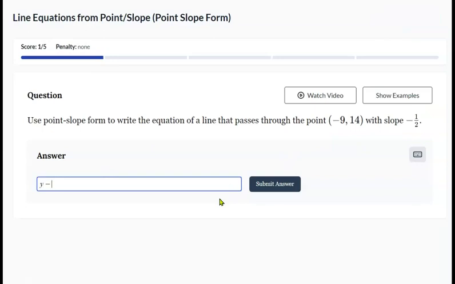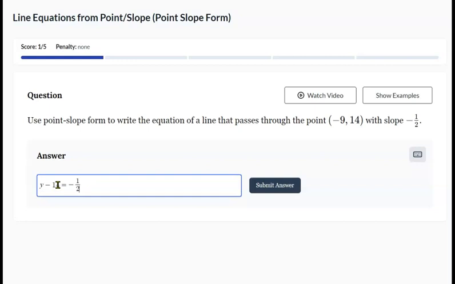So you always start with a y and a minus sign, then you type your y-coordinate. For us, our y-coordinate is given in the point to the right here. And then our slope would be next, and then our x-coordinate would be last. So y minus 14 equals -1/2 parentheses x minus, and then we have a -9. Before you click submit, you should simplify these double negatives to a single positive.